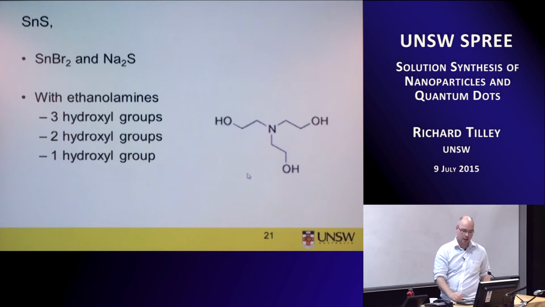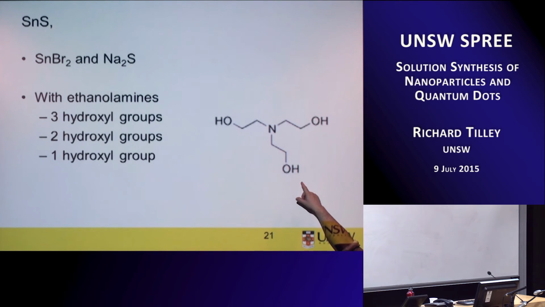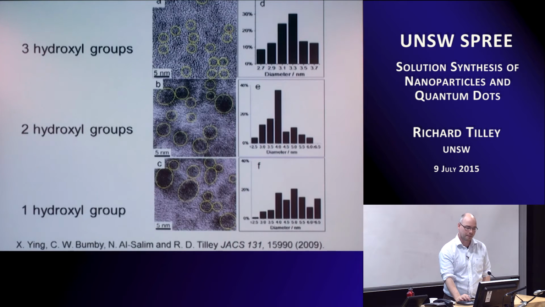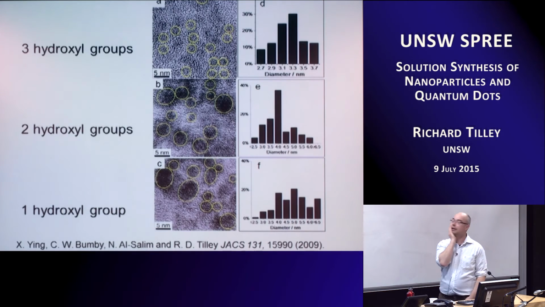So essentially you've got three. We did some different reactions looking at having 3 alcohol groups on this molecule, or 2 alcohol groups, or 1 alcohol group. So just playing around with this molecule. And essentially we were looking at seeing if we could tune or change the size of the tin sulfide dots that we were making. And that's essentially what we could do.